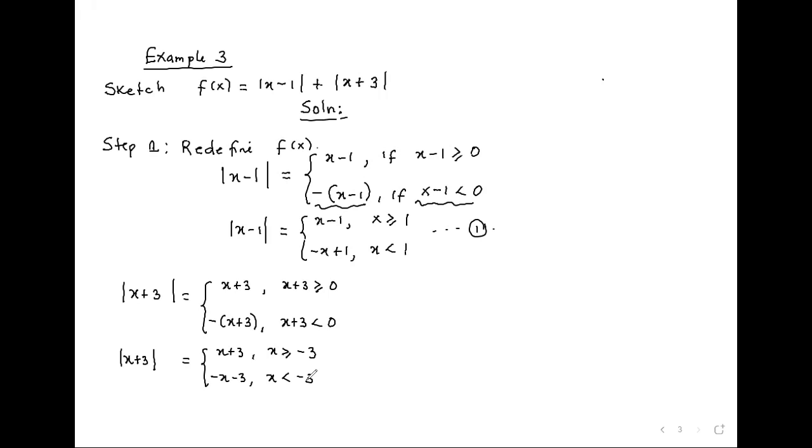So to get to f, we form a table. So we form a table 1. So I'll start the smallest number in the table, negative 3. So I put negative 3 here.